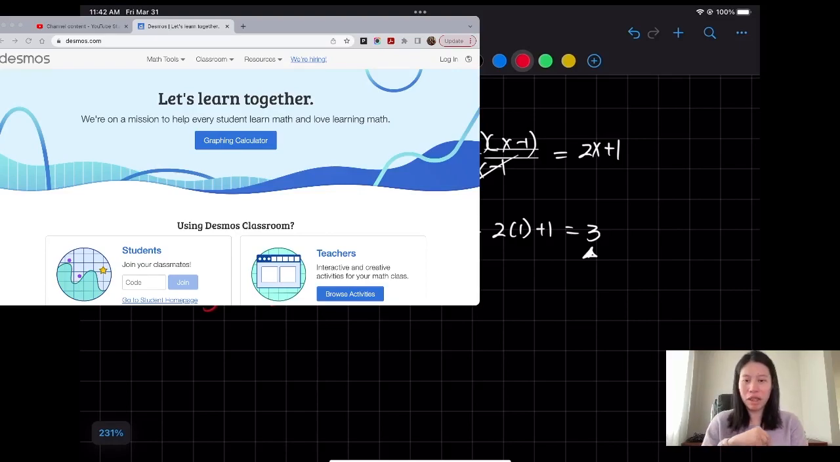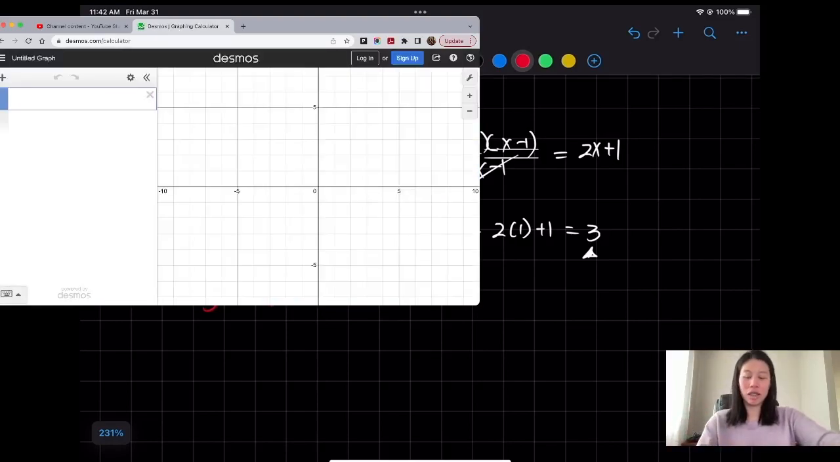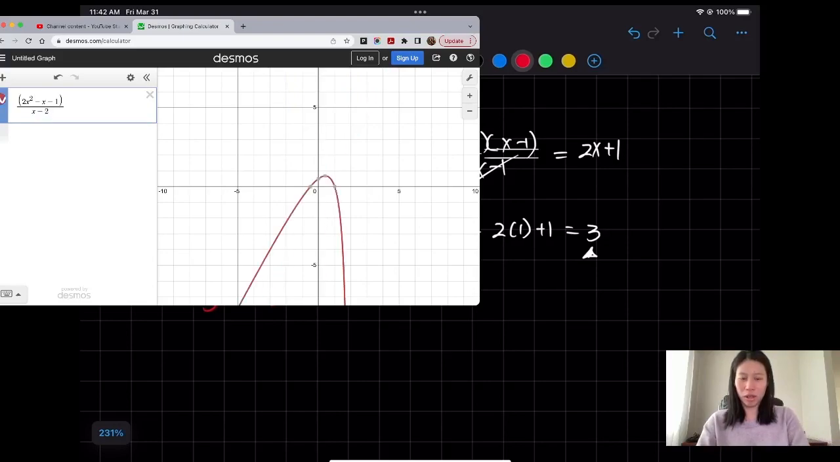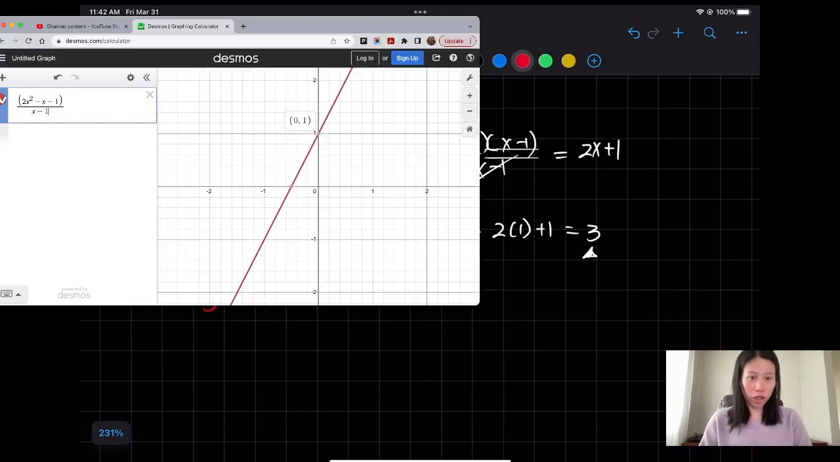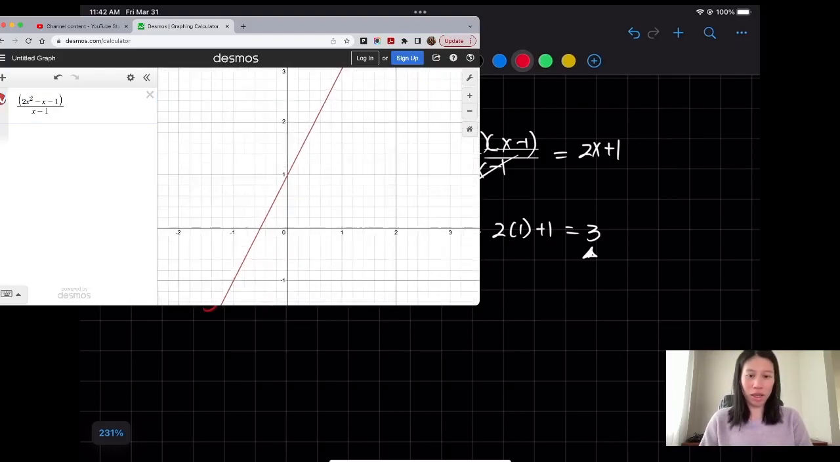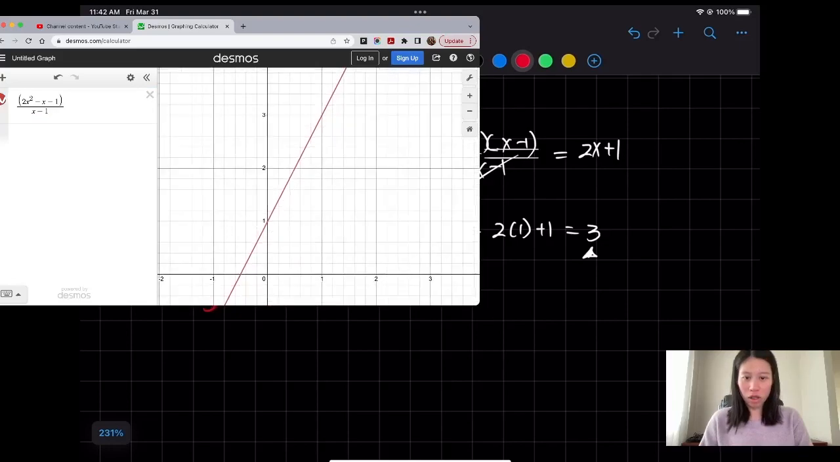I'm sorry, Desmos. When you go to desmos.com, choose the graphing calculator, and then we type in (x squared plus 2 times x squared minus x minus 1) divided by x minus 1. Oh, x minus 1, sorry about that. And then now let's take a look at what happens when x equals 1. So the function is in here.